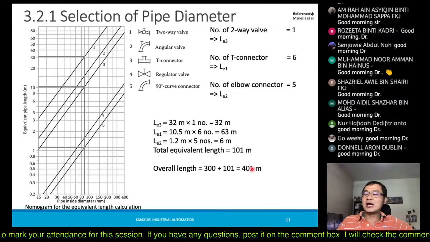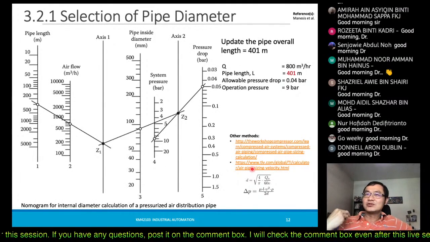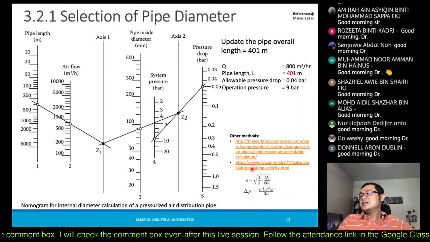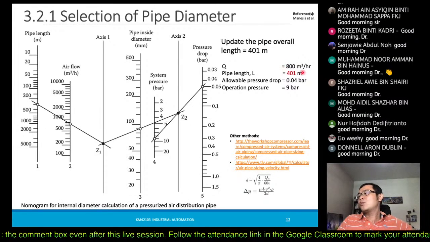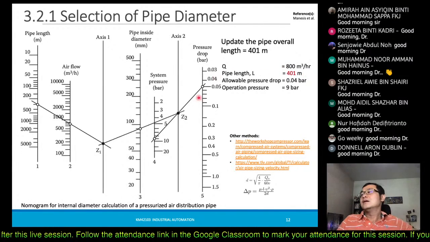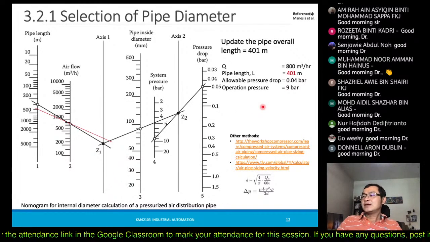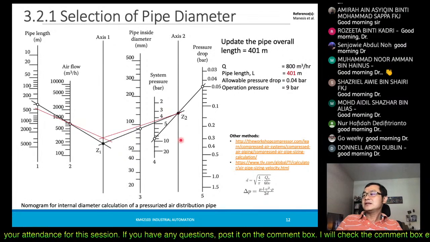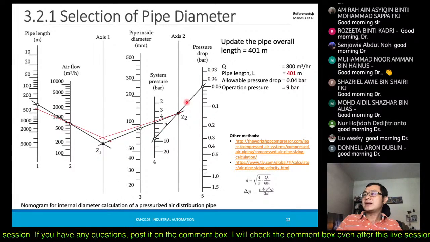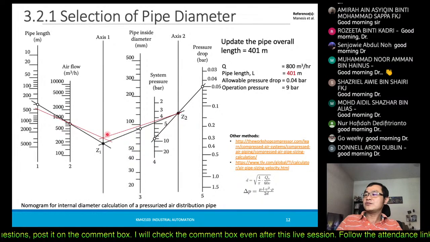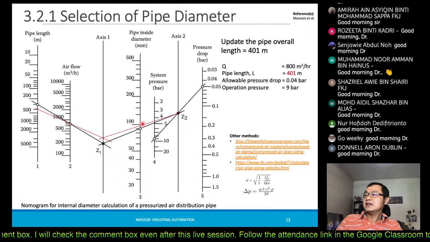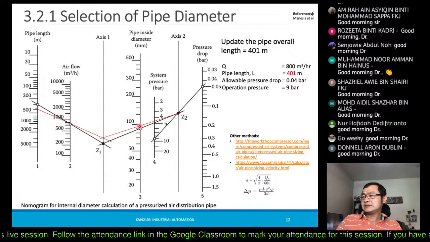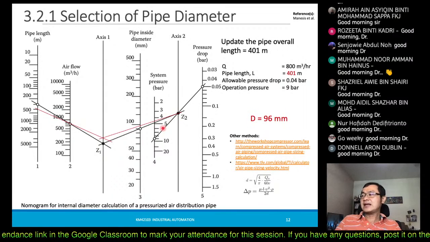So what we need to do now is do the iterations. We estimate 401, now we put it back, we just update the pipe overall length to 401, repeat, then intersect. Since the pressure drop and the system pressure remain unchanged, we will update it, and we will see that the new pipe diameter that we should select is around 96.